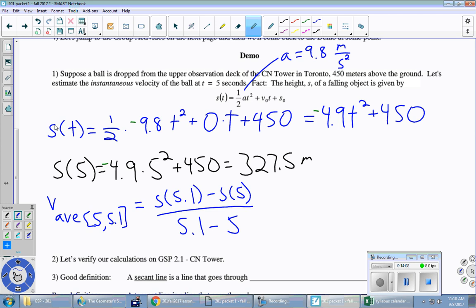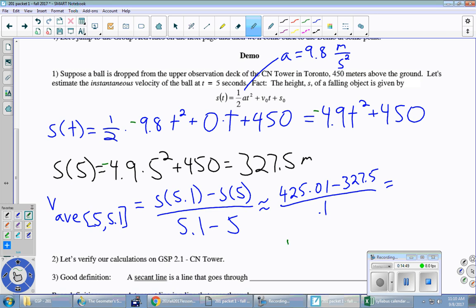Okay, so somebody with a calculator is going to help us out here. Plugging the 5.1 in is just a calculation. So if somebody has that number for us, that would be awesome. So we're doing the 5.1 squared times negative 4.9 plus the 450. 425.01. And then minus, we've already found S of 5, that's still this 327. And then divided by just 0.1 seconds. Okay, and if we could crunch that stuff and get us an answer.